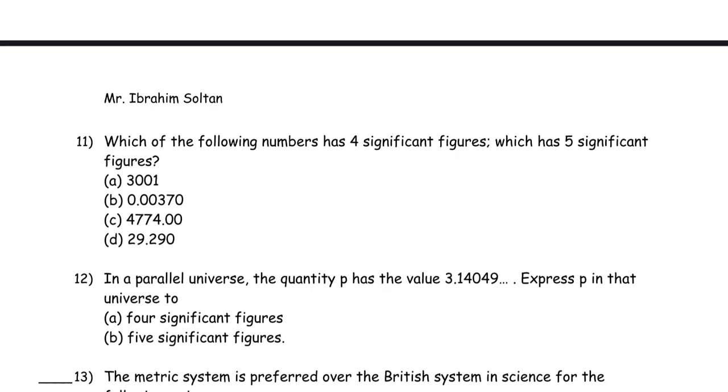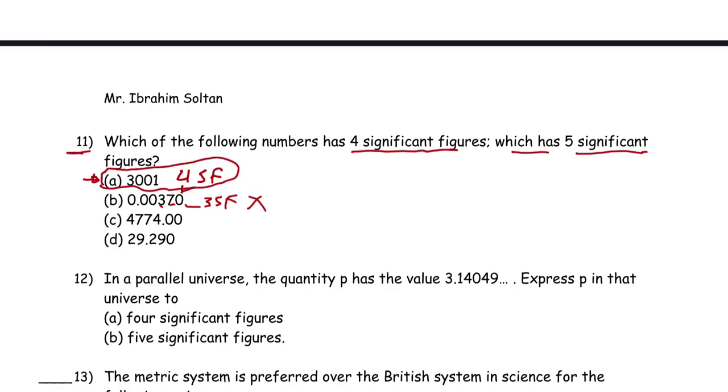Let's move to number 11. Which of the following has 4 significant figures? What about letter A? Zeros in between we count. So we have 1, 2, 3, 4 significant figures. Here, the zeros on the left side we don't count, but we count this zero because it is on the right side of a decimal point. Can you see the decimal point? So we have 1, 2, 3. This is 3 significant figures. So the one that has 4 significant figures is letter A.